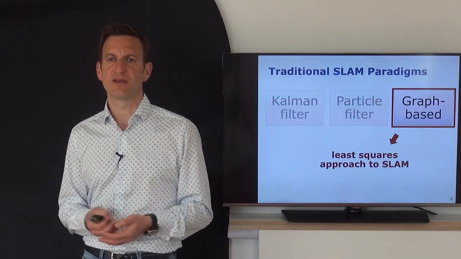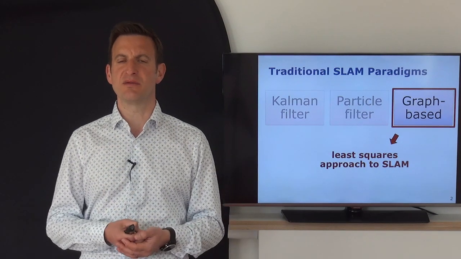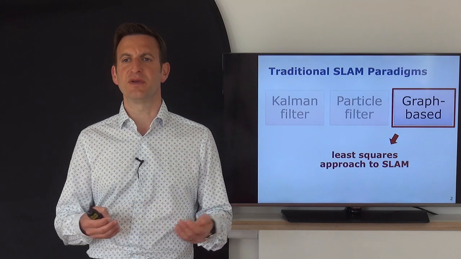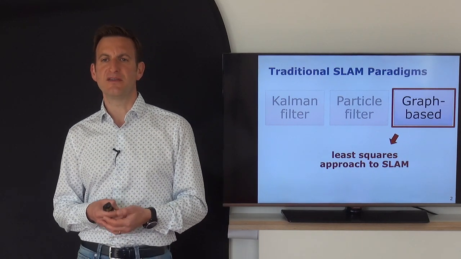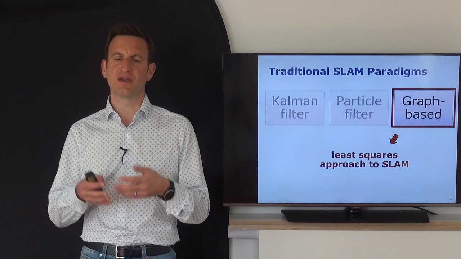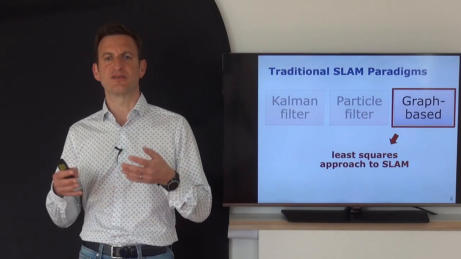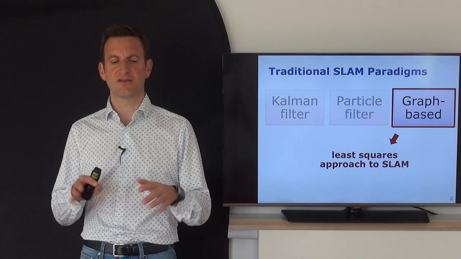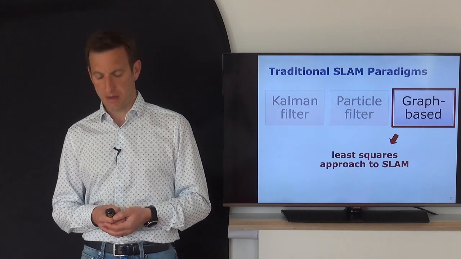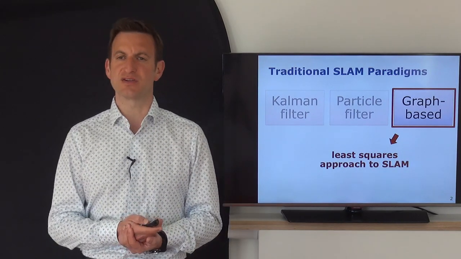So within the typical SLAM paradigms, we are here in the graph-based SLAM approach, which, as I said, over the last years became the most popular technique. And it basically is a least squares approach to SLAM. Of course, there are extensions using different error functions, robustified kernels, and things like this. But we are sticking here with the basics, which should allow you to understand how graph-based SLAM actually works.